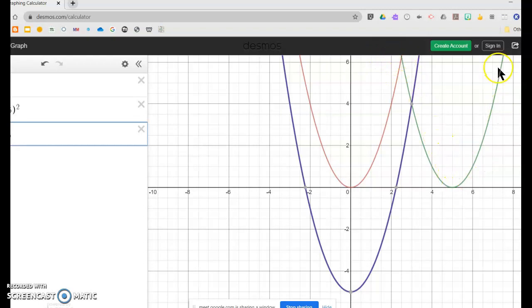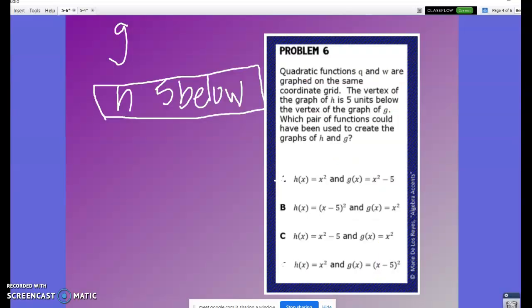Green went to the right 5 units and blue went down 5 units. So the blue was the one not with the parentheses. So when I go back to my question, I wanted it to go 5 units below, which means down. So the one without the parentheses is the one that went down 5 units.